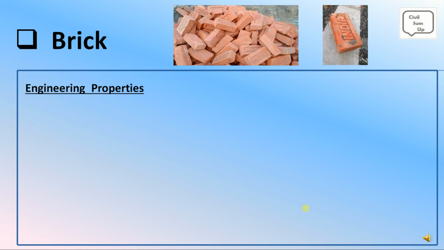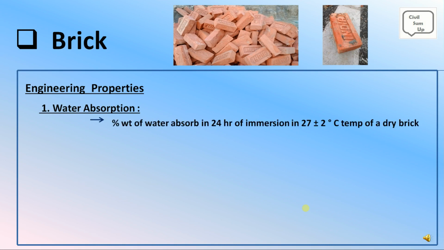Now jump into the engineering properties. The first engineering property is the water absorption capacity. It is the percentage weight of water absorbed by a dry brick in 24 hours of immersion at 27 degrees plus or minus 2 degrees Celsius temperature. According to the water absorption capacity, we can also classify the bricks.